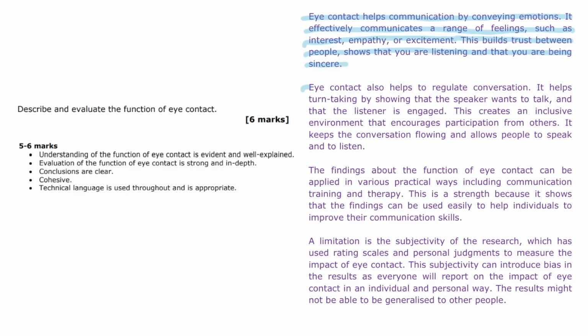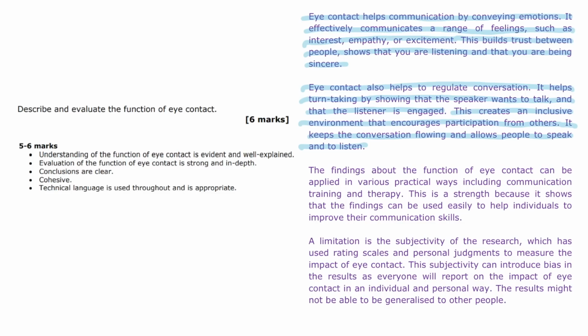Eye contact also helps to regulate conversation. It helps turn-taking by showing that the speaker wants to talk and that the listener is engaged. This creates an inclusive environment that encourages participation from others. It keeps the conversation flowing and allows people to speak and to listen.